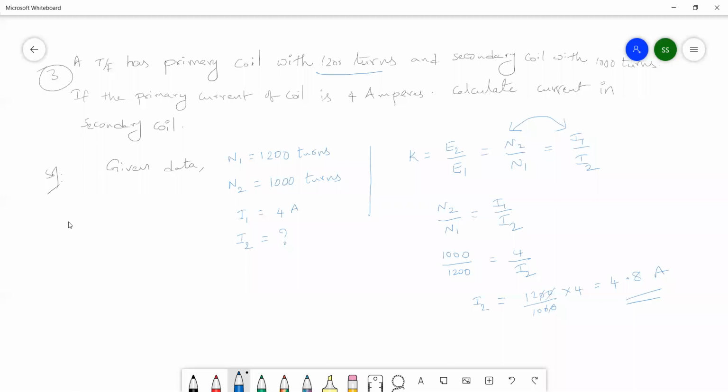It should be 1.2. 1.2 into 4, simply 12 4s are 48, 4.8.